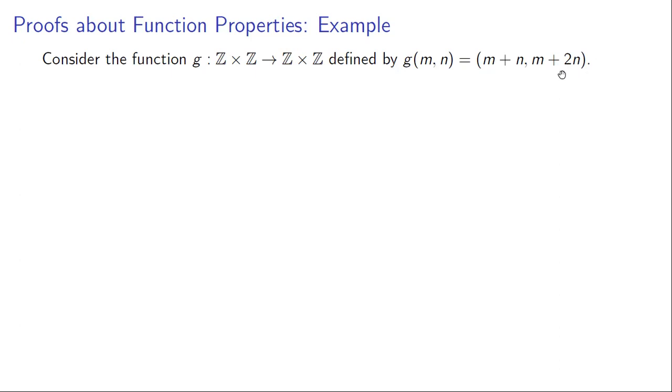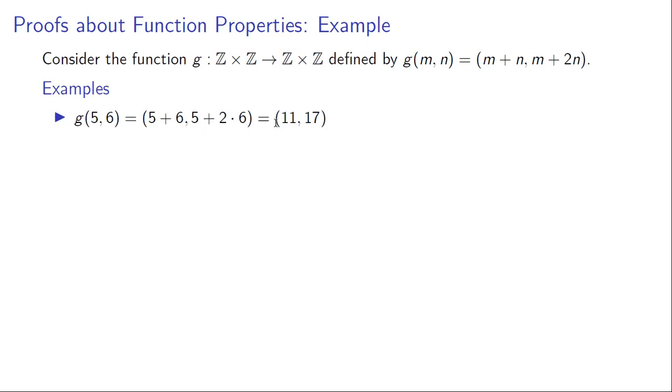All right, so now, before we prove anything about this function, let's do some quick examples of using this function, plugging in some inputs. So some examples. G of 5 comma 6. So following the definition, it's going to be 5 plus 6, so m plus n, comma 5 plus, so that's m plus 2 times n. So 5 plus 2 times 6. Simplified, that is 11 comma 17.